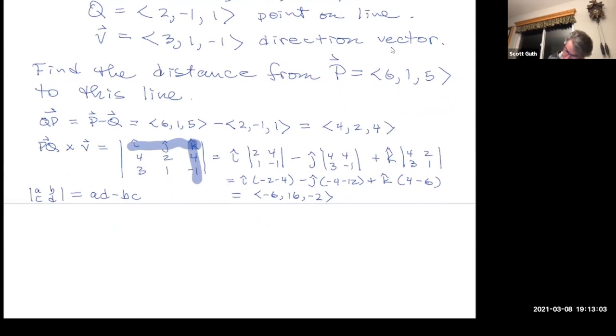Okay. I'm going to do a trick here. I just want you guys to see the kind of things you can do with this. If I do the magnitude of PQ cross V, I'm going to go ahead and put this here, magnitude with a negative 6. Got to put a vector symbol. Sorry. So negative 6, 16, negative 2, like that.